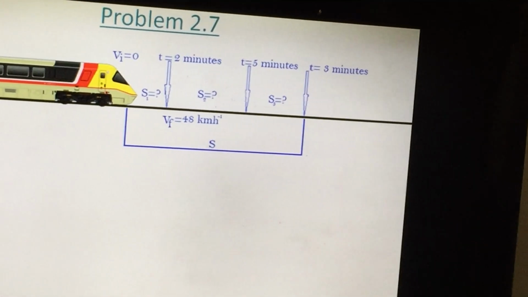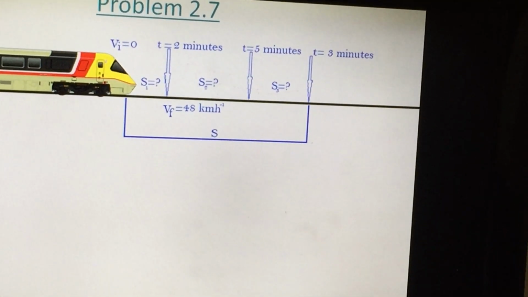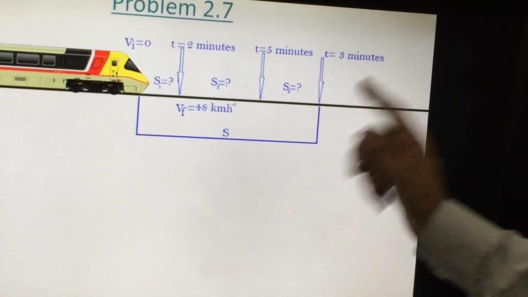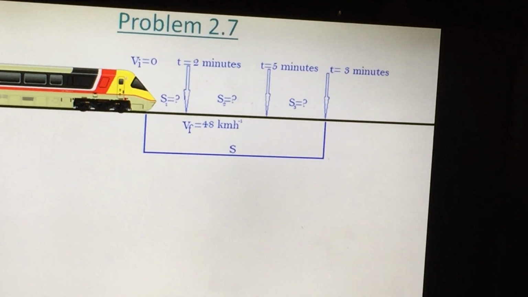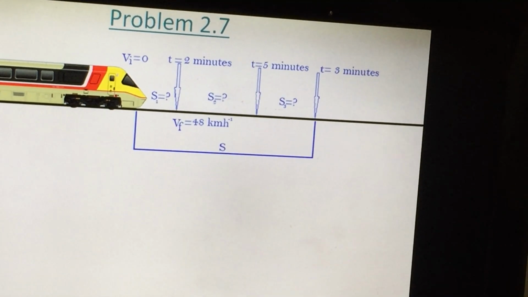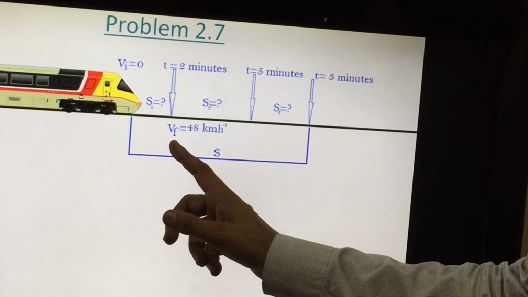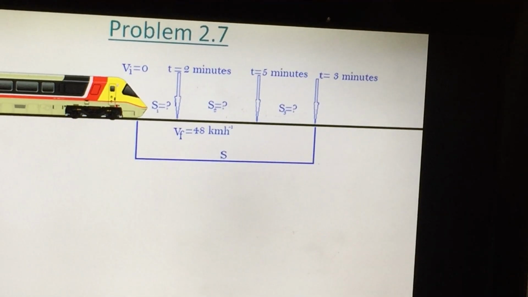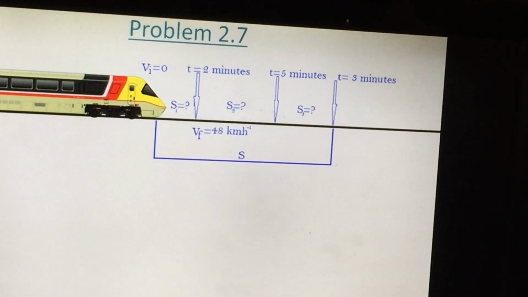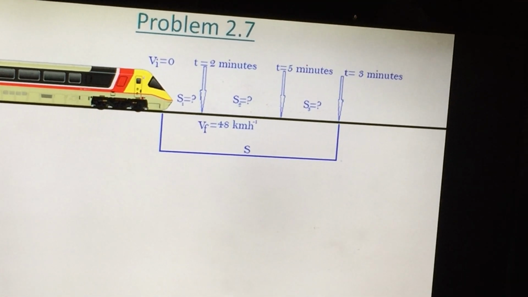So there are 3 distances: S1, S2, S3. We need to figure out how much total distance is covered. First of all, we need to calculate the first distance, that is S1. Initial velocity is 0, final velocity is 48 km per hour, and time is 2 minutes. We need to change 48 kilometers per hour into meters per second and minutes into seconds as well.